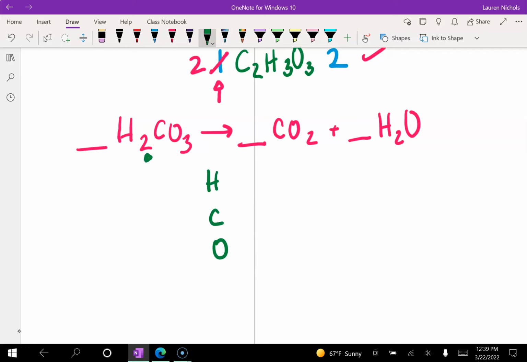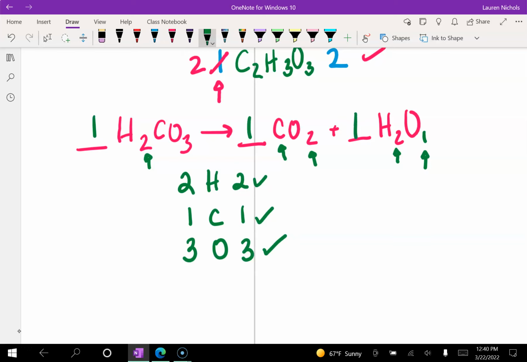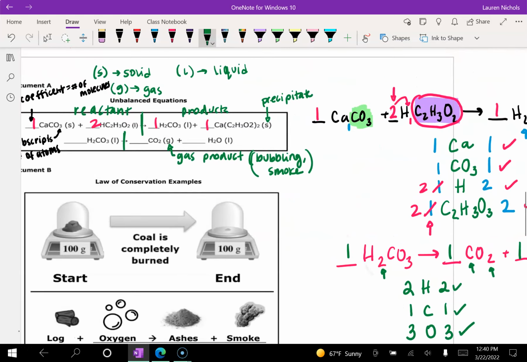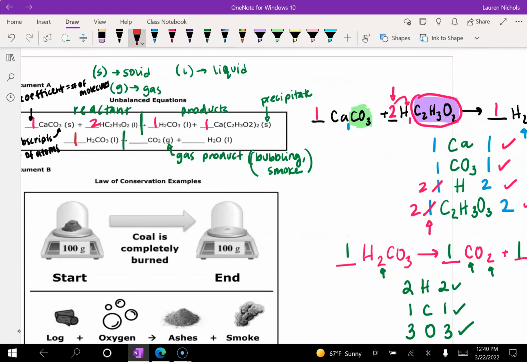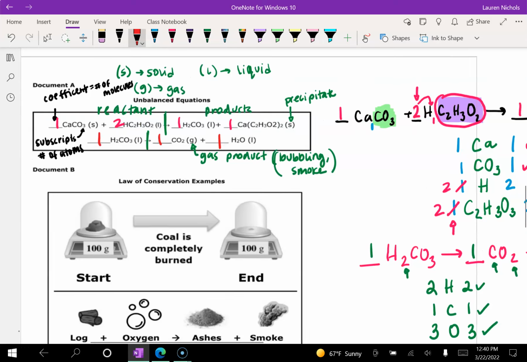On the reactant side, this 2 tells us that I have 2 hydrogens, 1 carbon, and 3 oxygens. On the product side, I again have 2 hydrogens, 1 carbon, but I have 2 oxygens here and 1 oxygen there for a total of 3. So notice my hydrogens are the same on both sides, my carbons are the same, and my oxygens are the same. That means this equation is already balanced and my coefficients should all be 1s. So that turned out to be relatively simple. So our coefficients are 1, 1, and 1.